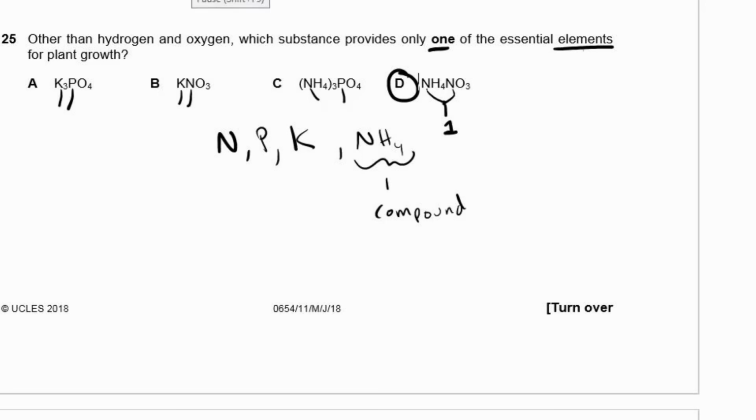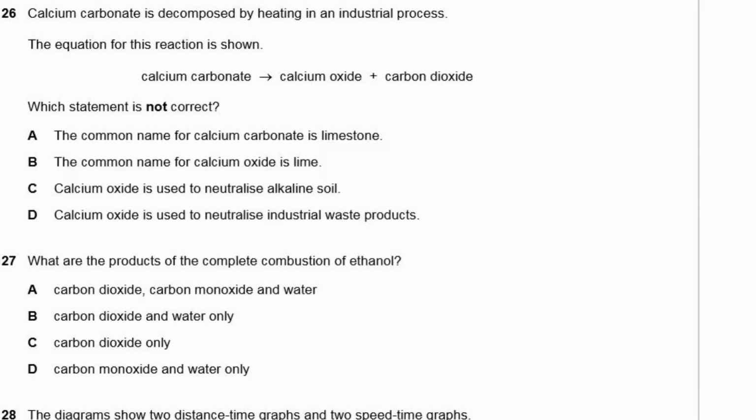Okay, fantastic. Question 26. Calcium carbonate is decomposed by heating in an industrial process. The equation for this reaction is shown. Calcium carbonate produces calcium oxide plus carbon dioxide. So which statement is not correct? Keyword there, not. It's very, very easy to miss this one very important word.